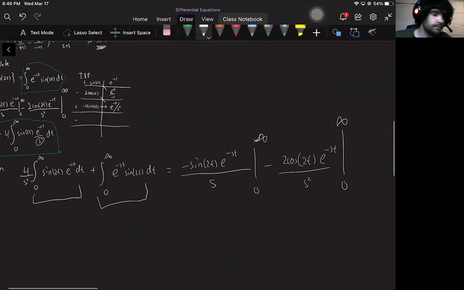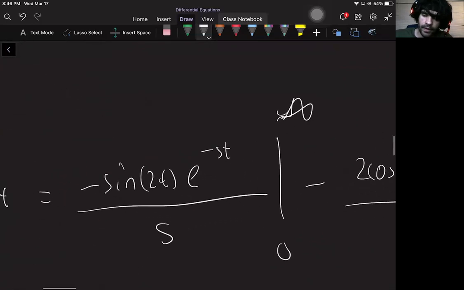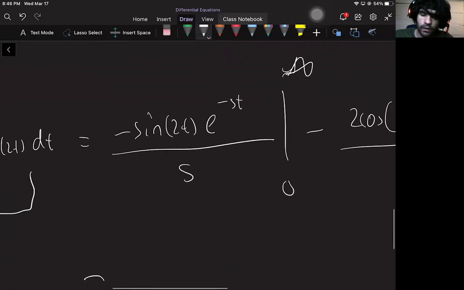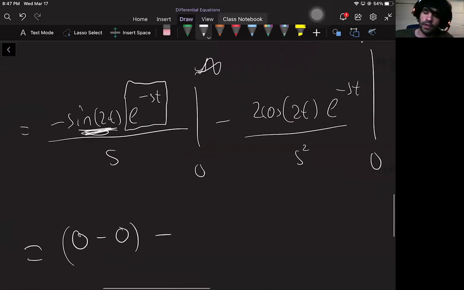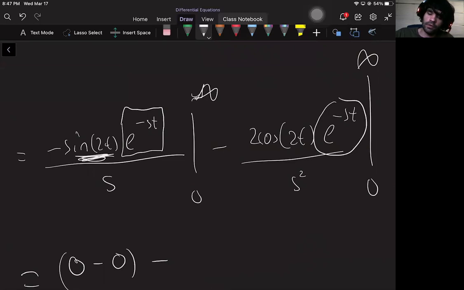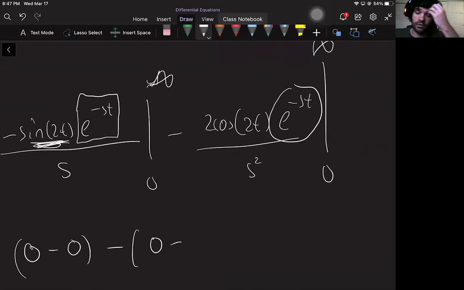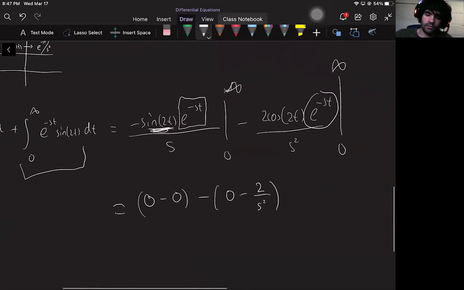So on the right side, what is going on here? So as t goes to infinity here, this will go to 0 and make everything go to 0. Then I subtract and I plug in 0, but then sine of 0 is 0. So that'll just be 0 minus 0. Minus, and then over here, when I plug in infinity, this will go to 0. I subtract. And now when I plug in 0, that'll go to 1. Cosine of 0 is 1. So I just get 2 over s squared. So this right side is really just 2 over s squared.